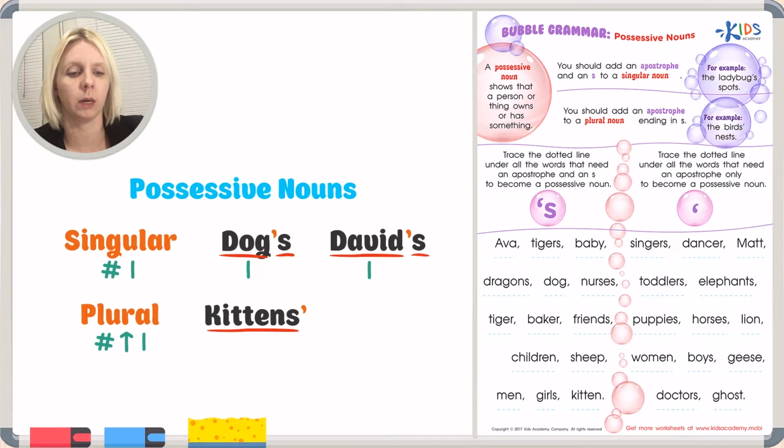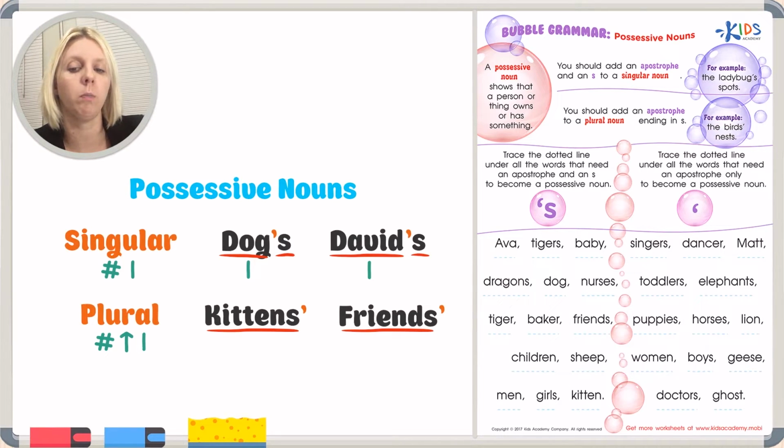Let's do another example. Let's do the friends. So let's say the friends had a clubhouse. Because I see that there is an S on the end of this and it's more than one, that means that it's plural. So again, I'm just going to add an apostrophe at the end. I'm not going to add apostrophe S, I'm just going to add an apostrophe.